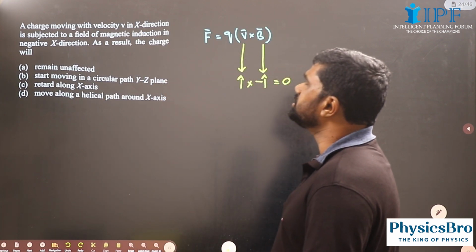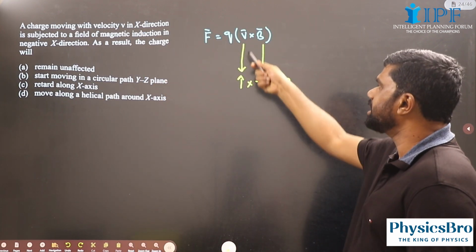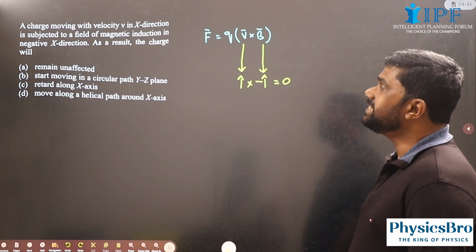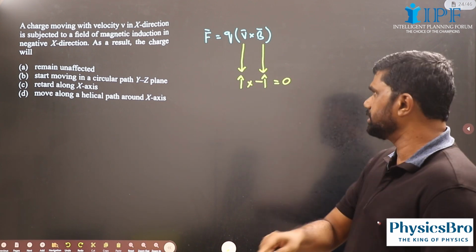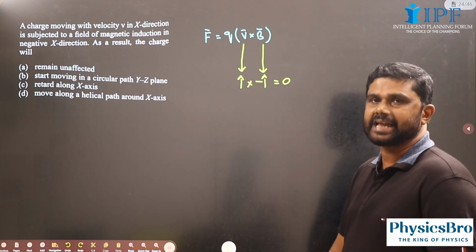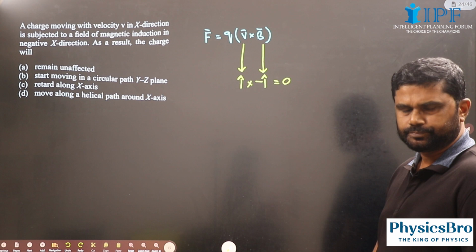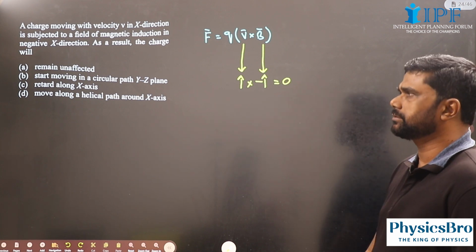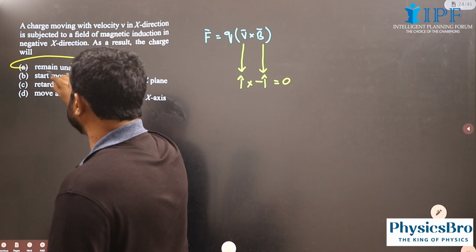Now a charge moving with the velocity v in x direction. So velocity is along i cap. Is subjected to a field of magnetic induction in the negative x direction. B is along minus i cap. So the force will be q times v cross B. So force is 0 here. Okay, so it will remain unaffected because the force is 0.